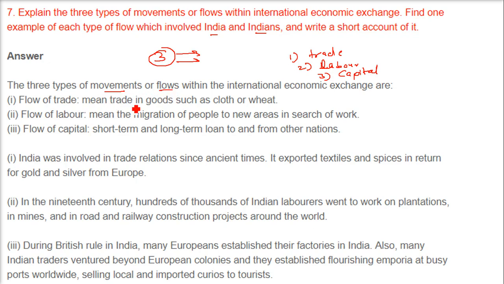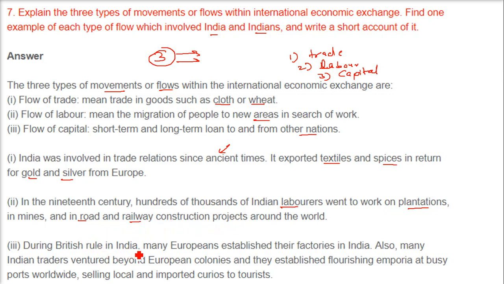Flow of trade, that is trade in goods like say cloth or wheat. Flow of labor means the migration of people to new areas in search of work. And flow of capital means short-term and long-term loans to and from other nations. Let us take an example. India was involved in trade relations since ancient times. It exported textiles and spices in return for gold and silver from Europe. In the 19th century, hundreds of thousands of Indian laborers were sent to work on plantations, in mines, in road and railway construction projects around the world.